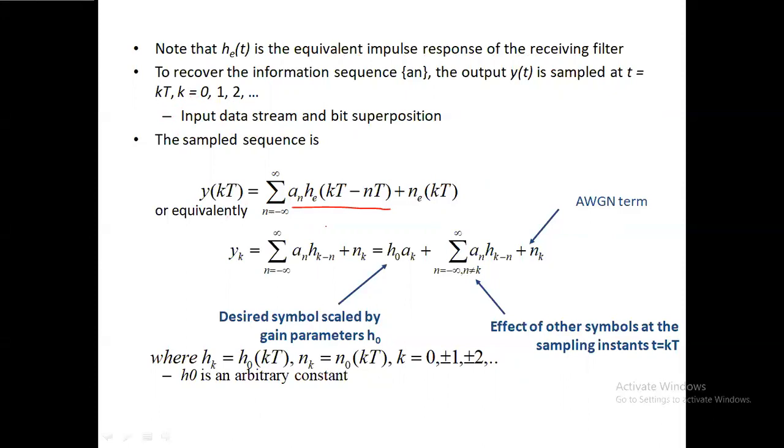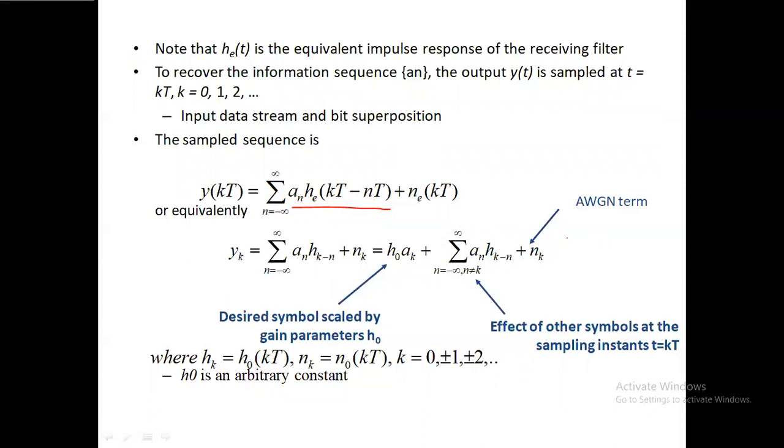So this part can be considered when the receiver is perfectly synchronized, and the value of n is equal to k. The value of n is equal to k. So we have the desired signal, desired gain parameter h naught for a of k, right? And for all the values when n is not equal to k, we have the undesired values, or we have the intersymbol interference.